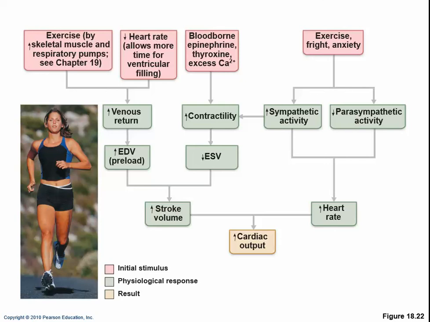If you have sympathetics, so epinephrine, thyroxine, you increase contractility, which decreases the end systolic volume, which increases the stroke volume. So you decrease the end systolic, how much is left, and you increase the stroke volume, which increases cardiac output. Sympathetic activity increases contractility and increases heart rate, which increases cardiac output by increasing stroke volume and heart rate. Parasympathetics actually decrease heart rate, which will decrease cardiac output.